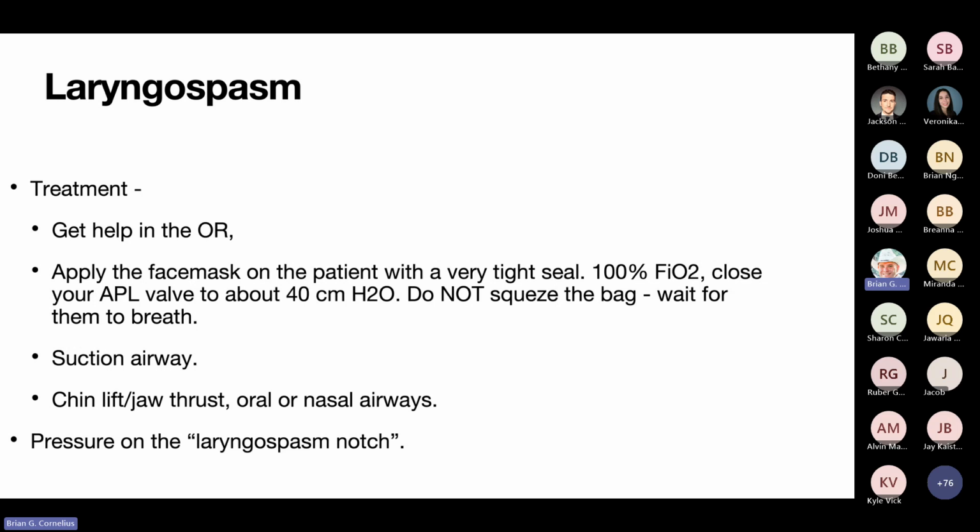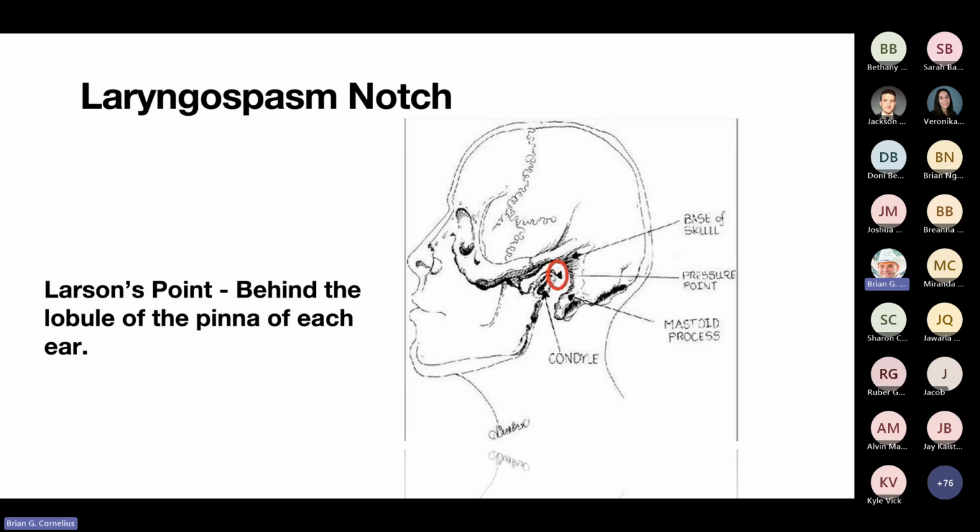You may need to support their airway with a jaw thrust or an oral or nasal airway at that point. Other things you can do: there's something called Larson's point or the laryngospasm notch. You can apply pressure there. It's really back here, in between the mastoid process and the base of the skull. I want you to use this, but be cautious with it.